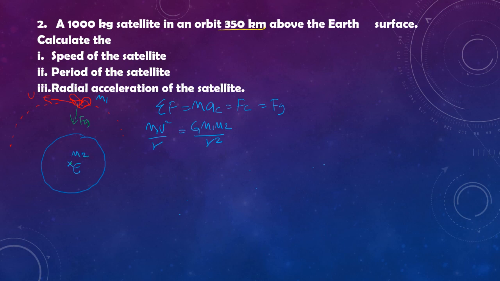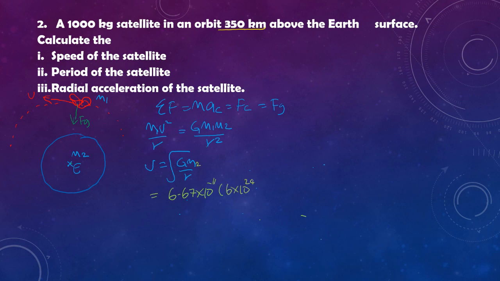From here we arrange our formula, and we will get the velocity is equal to the square root of GM over r, slightly the same as the escape velocity, but without the 2. I think you must try to derive this formula. Now we substitute the values for the speed. G is 6.67 times 10 to the power negative 11, and the mass of the Earth m2 is 6 times 10 to the power 24.